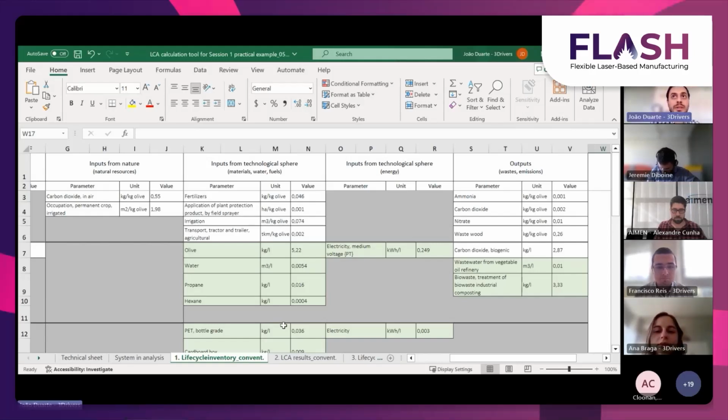Yes. In some cases, for example, in the case that we are in Flash, we'll try to get these inputs from the partners. So, for example, the information here regarding production, we would like to have information specific for the production processes that will be done by the partners. Regarding other life cycle stages where the partners are not as involved, so they might not have as much information, we can also collect data from literature.